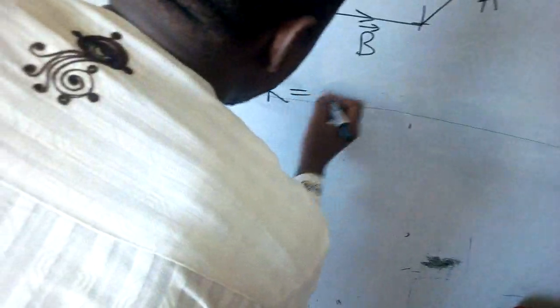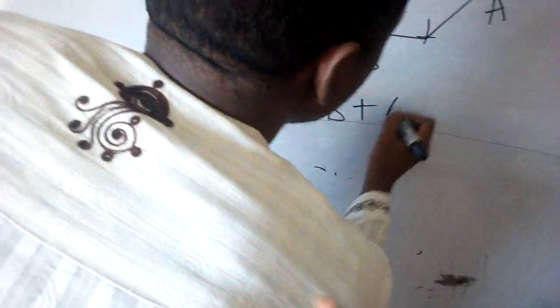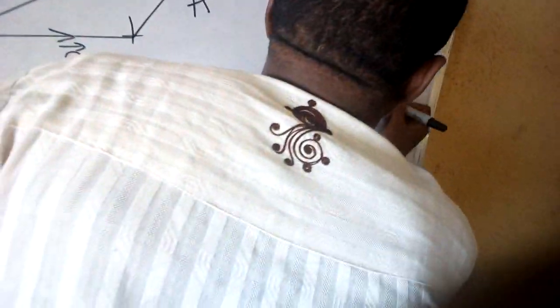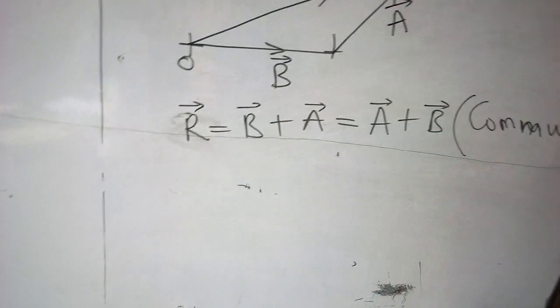So any which way you go, the resultant here, in this case B plus A, is the same as A plus B. And here we say the vector sum is commutative. The direction of the vector does not matter.